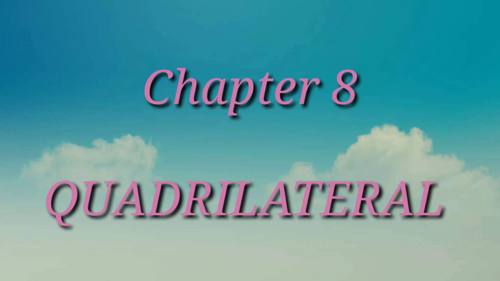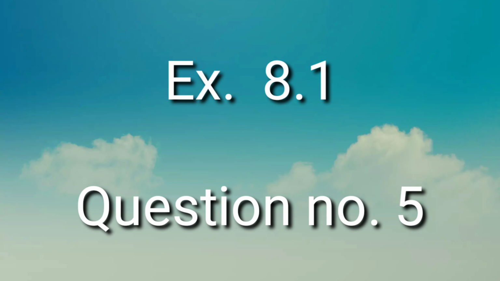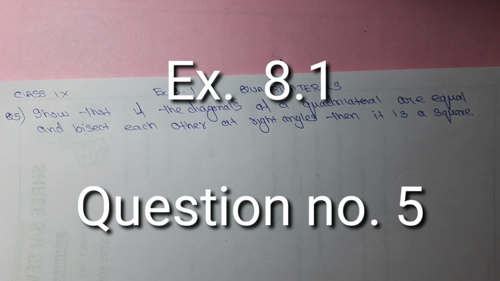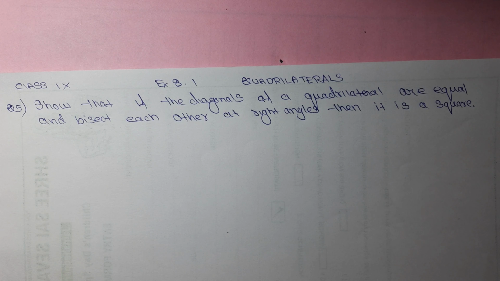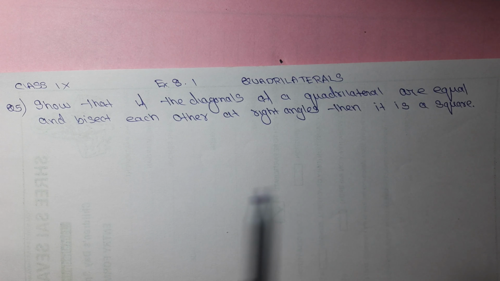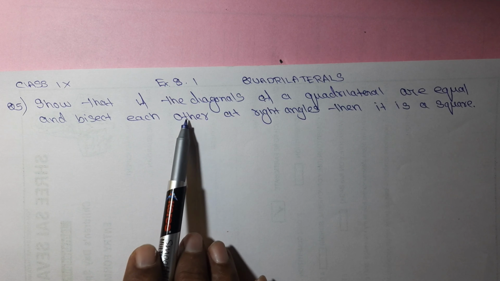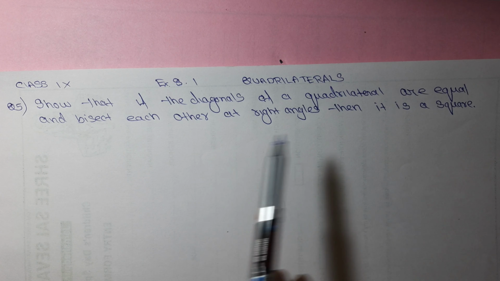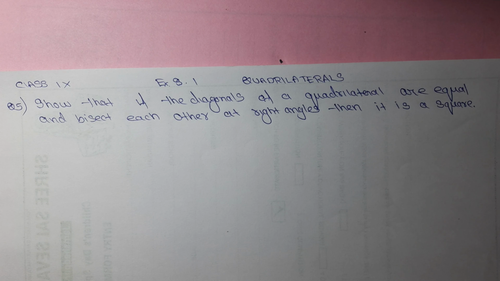Now here I will explain you chapter 8, that is Quadrilaterals, exercise 8.1. Now I am explaining you question number 5 of that exercise 8.1. So let us see what is question number 5. Now see, this is question number 5. Show that if the diagonals of a quadrilateral are equal and bisect each other at right angles, then it is a square. We have to prove.